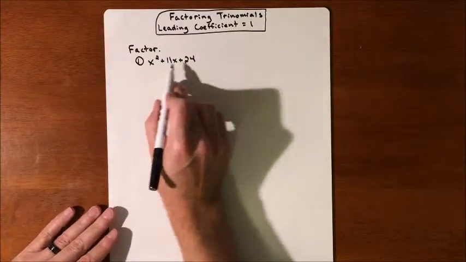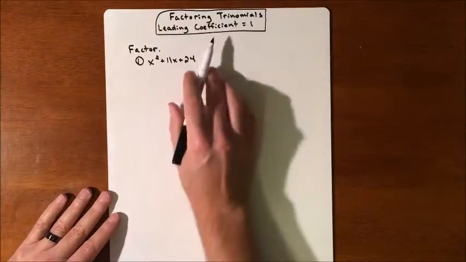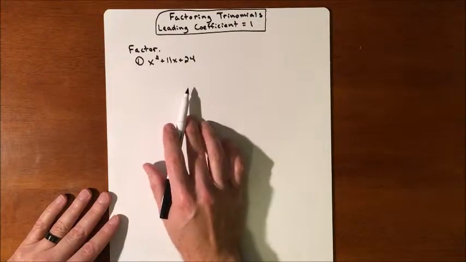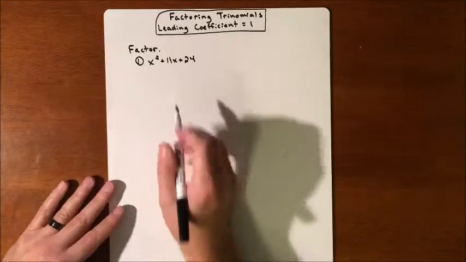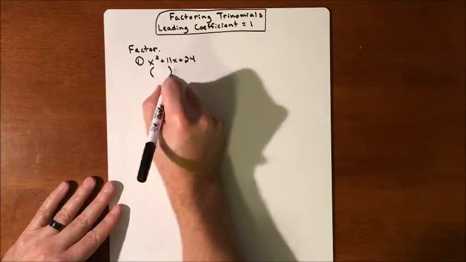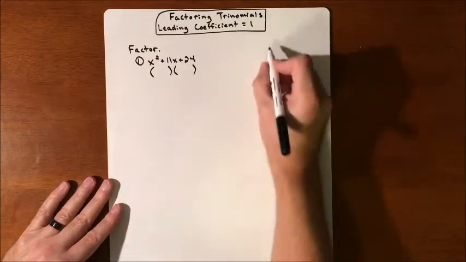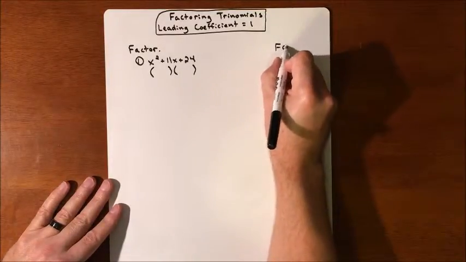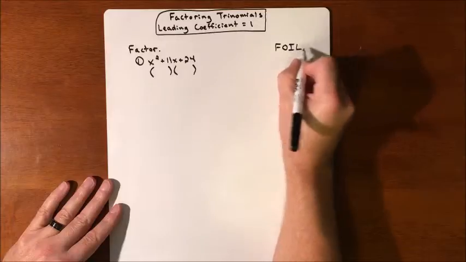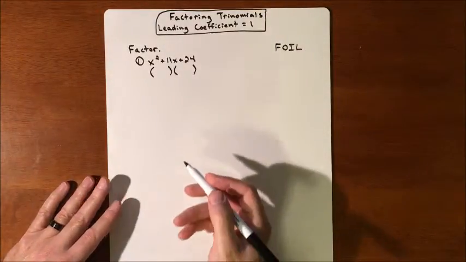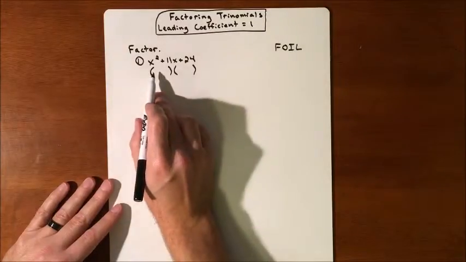Trinomial means we have exactly 3 terms. Leading coefficient of 1 means there's going to be no number in front of the x squared, or whatever the leading term is. So that's kind of our look every single time. To factor this, we're going to try and turn this into what it looked like before we distributed, or before we FOILed everything.